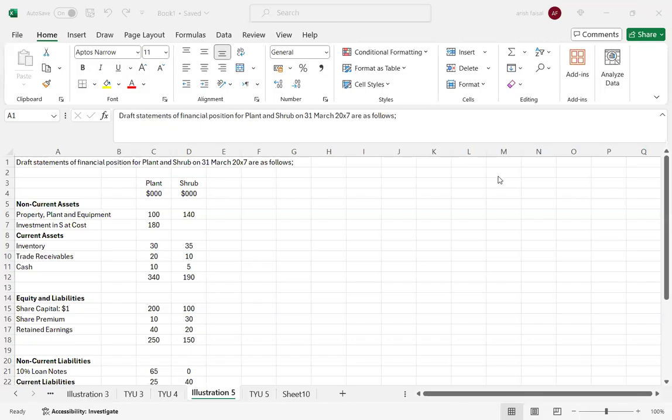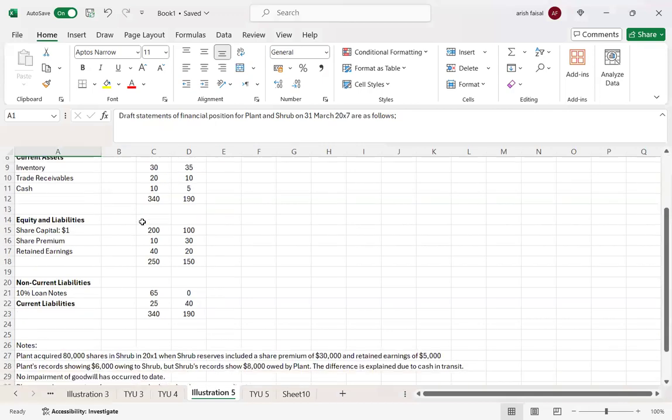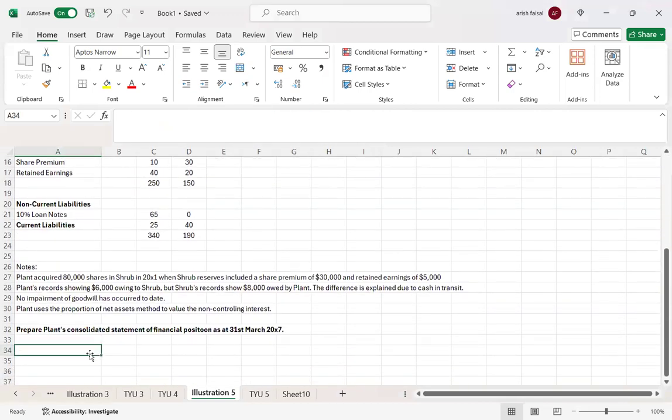Okay. So in this question, which is illustration number 5 in your Kaplan book, you see the draft statements of financial position for Plant and Shrub company on 31st of March 2007 have been provided. Then they have given you some additional notes over here, which are just four of them. So you see no impairment of goodwill has occurred today. So that's actually a very good thing.